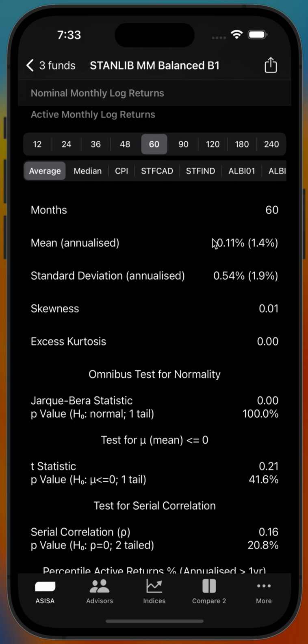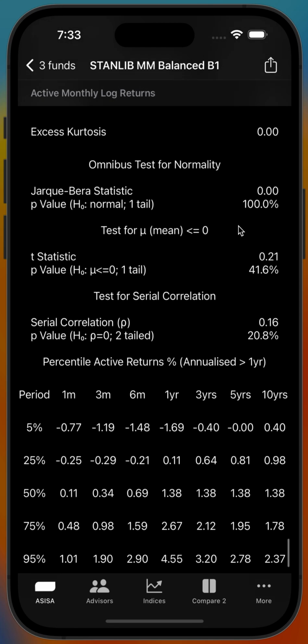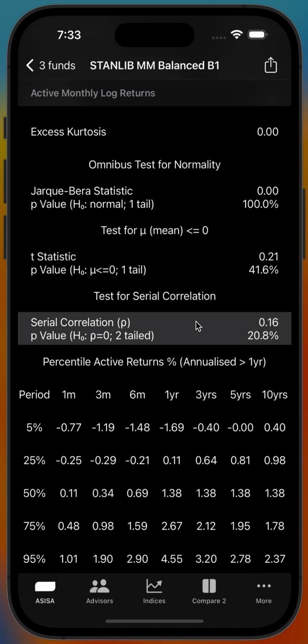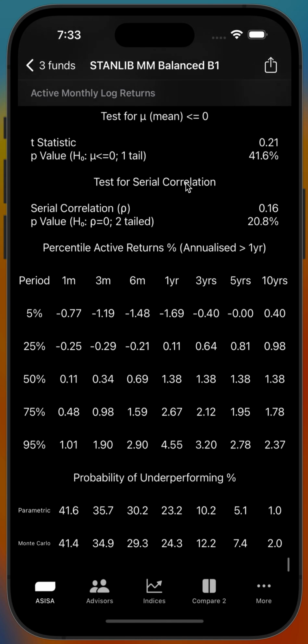The mean, the average active return, annualized in parentheses. The tracking error would be that 1.9%. That would be on a monthly basis. Skewness, kurtosis, test for normality, doesn't fail, and then test the null hypothesis. You wouldn't be able to reject the null hypothesis that the average active return is 0. Test for serial correlation, again, it passes that comfortably.